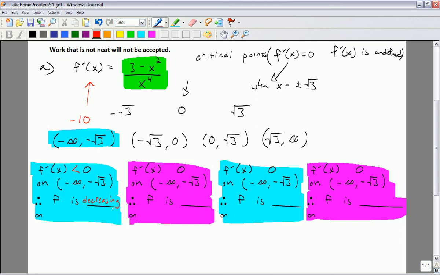Next one, pick a number. I'm going to pick negative 1. So I plug negative 1 into f prime now. 3 minus 1 is 2, so you're going to get a positive result. And then the next one, pick a number in this interval, like let's say positive 1. Positive 1's in that interval. 3 minus 1 is 2. 2 over 1 is positive, greater than 0.